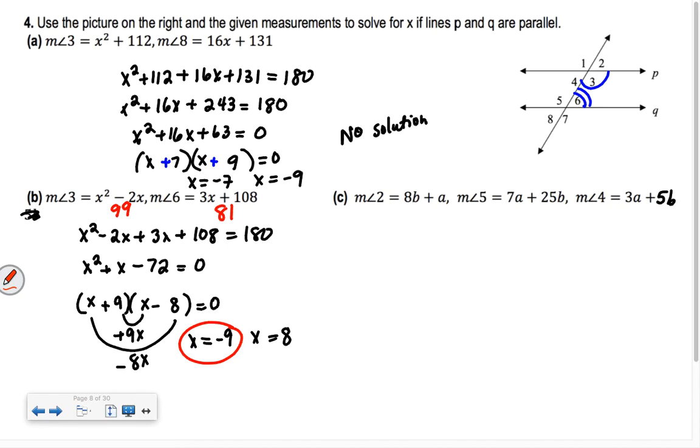Now let's try the 8. So I plug in 8, I get 8 squared minus 2 times 8. So I'm going to get 48 for this one. And then I'm going to have 3 times 8 plus 108. So I get 132 for that one. So are those supplementary as well? So this also works. Both answers work.